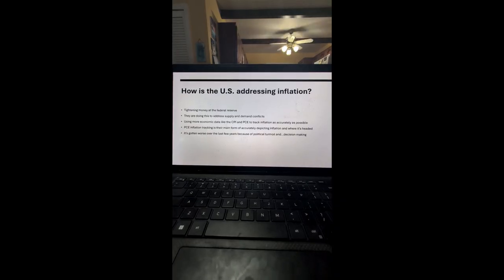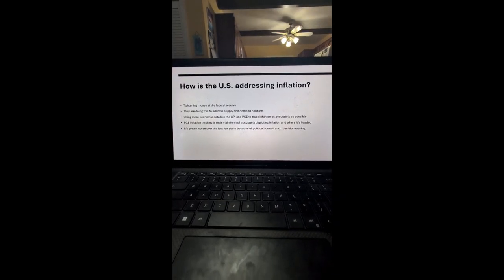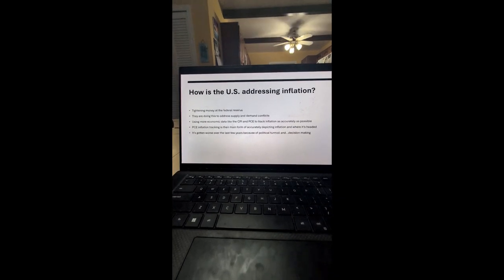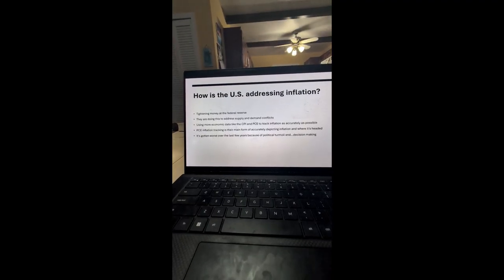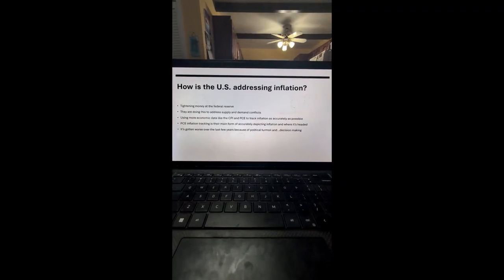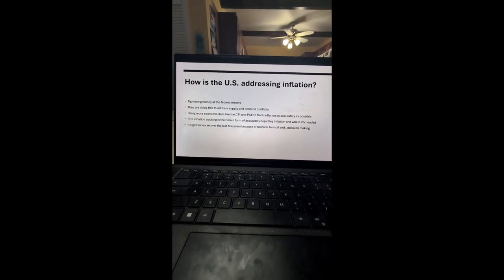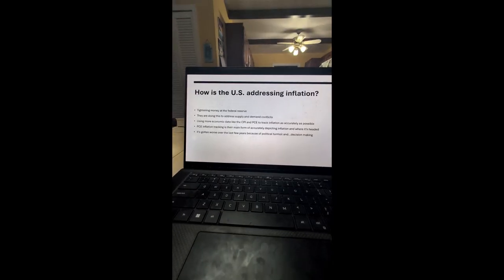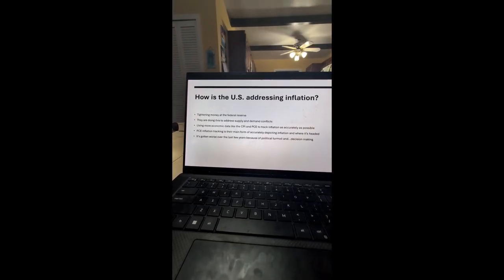And they're using more actual economic data now. I feel like they kind of strayed away for a little while, and now they're using the CPI and PCEs to track inflation as accurately as possible. And PCE inflation tracking is the main form. And it's doing a pretty good job so far.